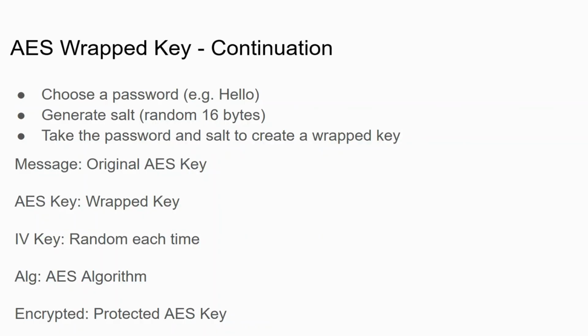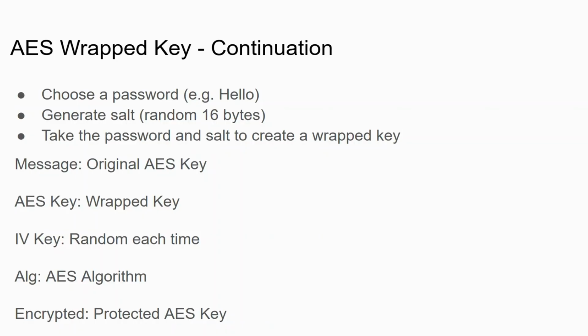First, we need to create a wrapped key. In order to do that, you're going to choose a password. For this example, we can choose hello. Then we're going to generate salt, which would be just random 16 numbers or bytes. The algorithm is going to take the password and the salt, and it's going to create a wrapped key, which will be the same length as the AES key.